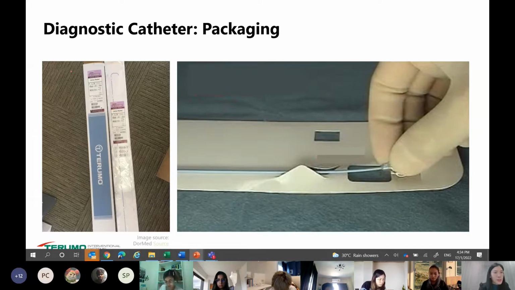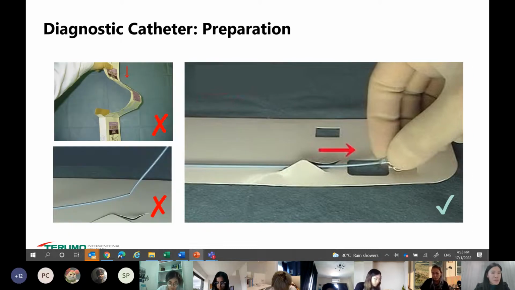Again, the box and blister pouch of the diagnostic catheter package are non-sterile. The contents, which are the paper and the catheter itself, are sterile. And this paper support basically keeps the catheter straight because we don't want it to bend and kink, and also to maintain the tip shape. So that's why there's this support. The paper support and the catheter are found in the blister pouch and are sterile.